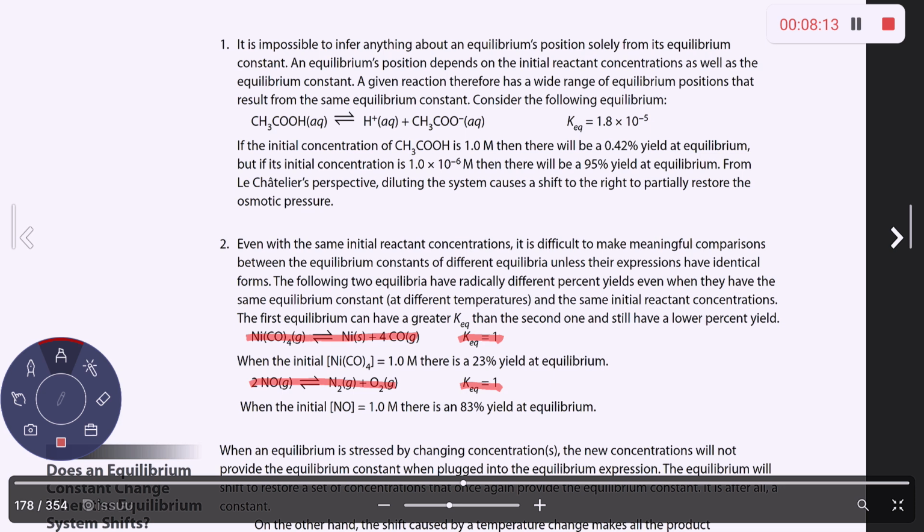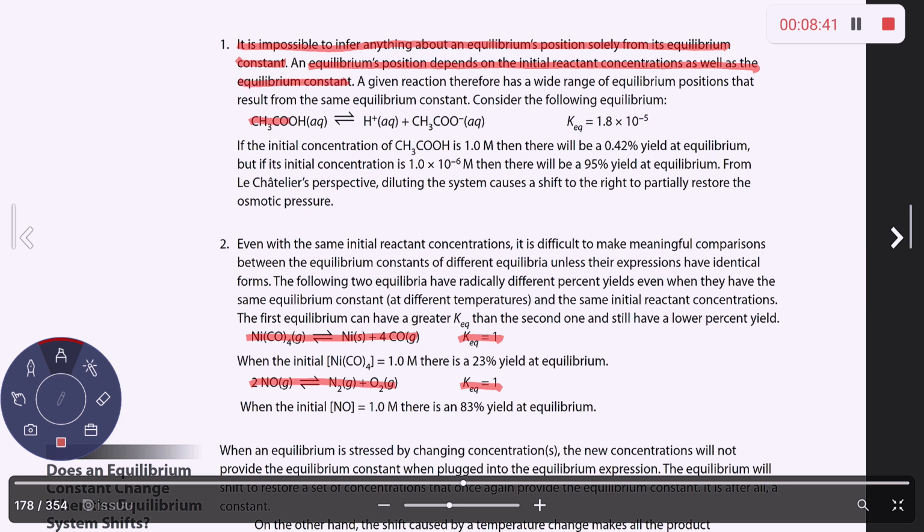You also can't deduce what position you might be at. So up here it says it's impossible to infer anything about the equilibrium position based upon the equilibrium constant alone. The equilibrium position depends upon what your concentrations were when you initially started and what the equilibrium constant value is.